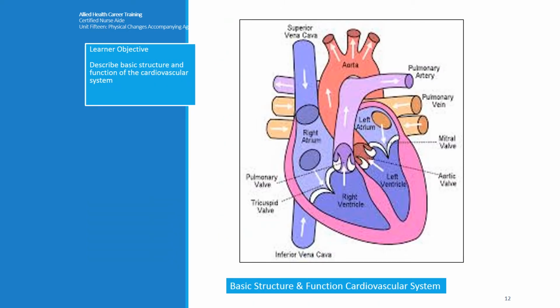So let's talk about the heart. The basic structure and function of the cardiovascular system, we won't go really in depth on this, but basically, the heart's job is to pump the blood through your body so that you can drop off oxygen and pick up the waste product of carbon dioxide and start the cycle over again.